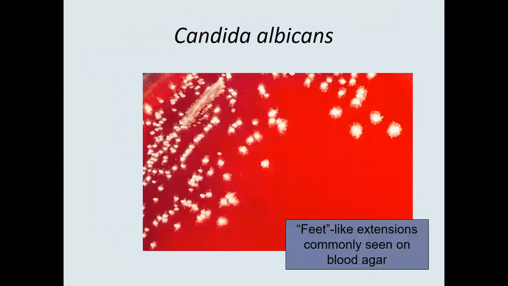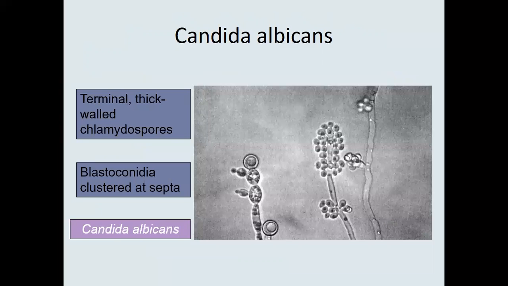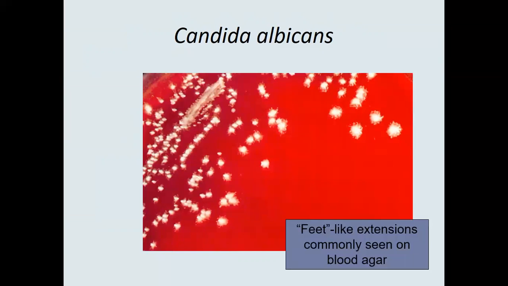Yeast will grow on some of the agars that we use for bacteria in the lab. Here you see blood agar, and this particular yeast is quite white, as you see there. Candida albicans tends to form, do you see those little extensions out from the colony? Those are really common with Candida albicans. We call them feet-like extensions, but there are a few other yeasts that can do that as well.